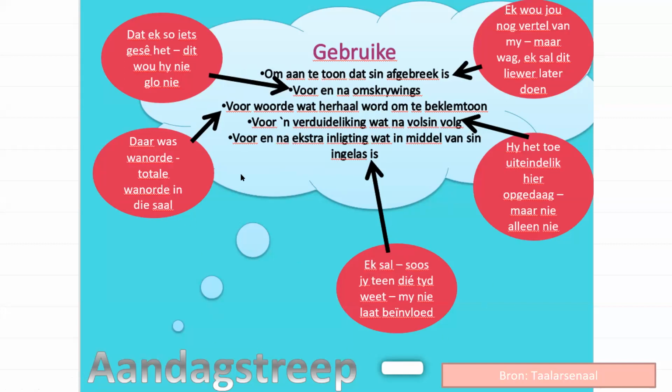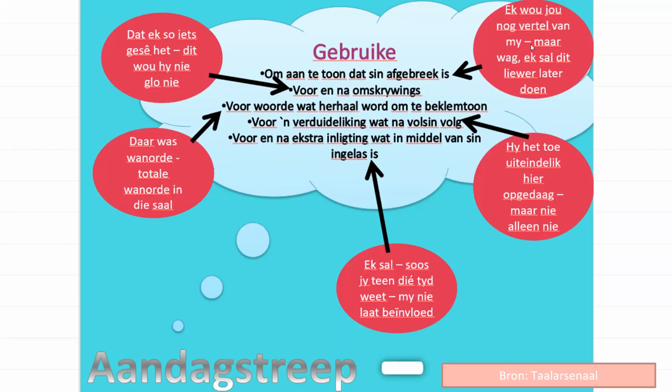This person also went and made a PowerPoint for their kids. So this is a few extra stuff that they've written in here. So the dash is also used om aan te toon dat 'n sin afgebreek is. So you can also use it to indicate whether a sentence is cut short. Voor en na 'n omskrywing. So you'll see here, for instance, the first sentence there, om aan te toon dat die sin afgebreek is.